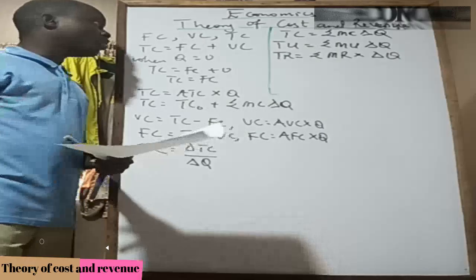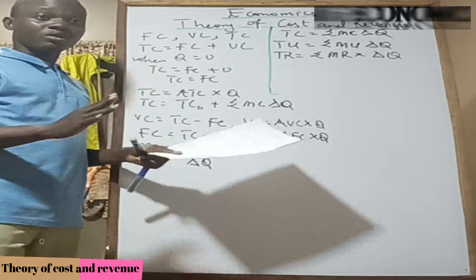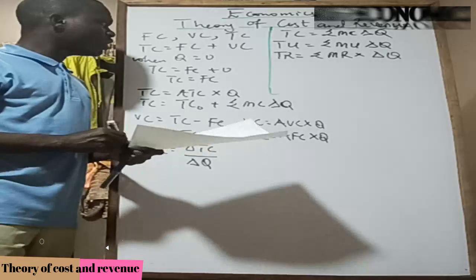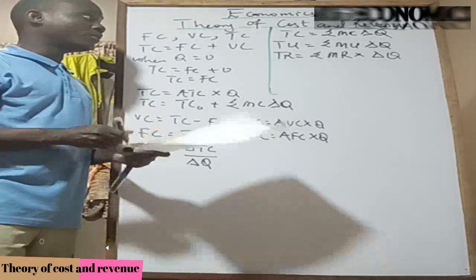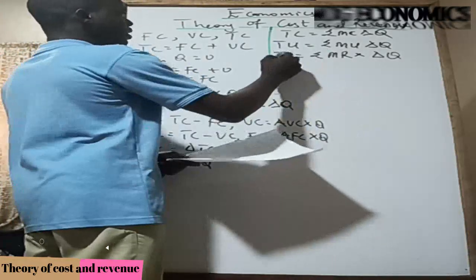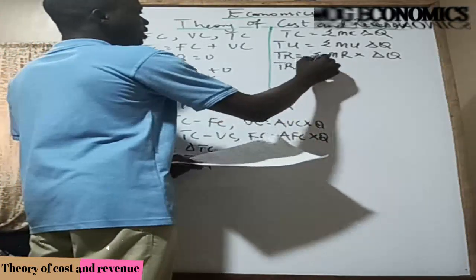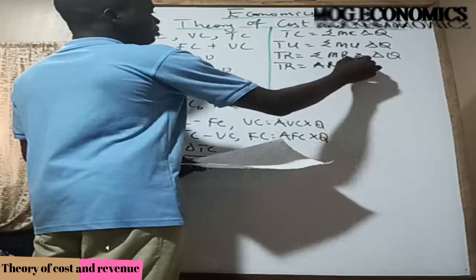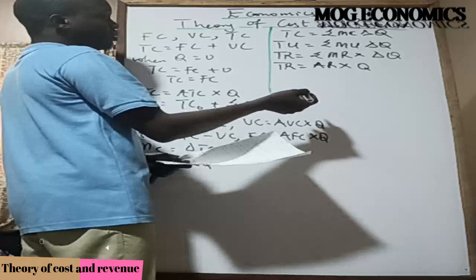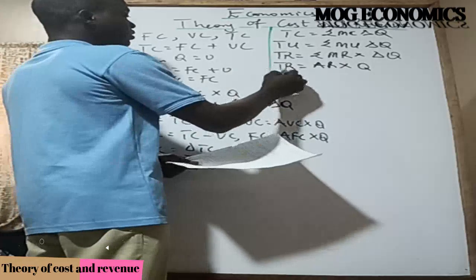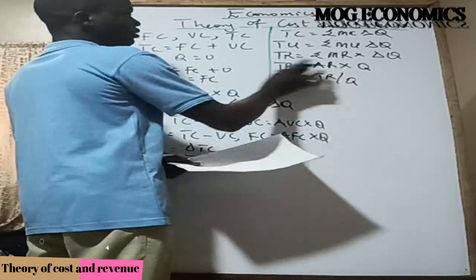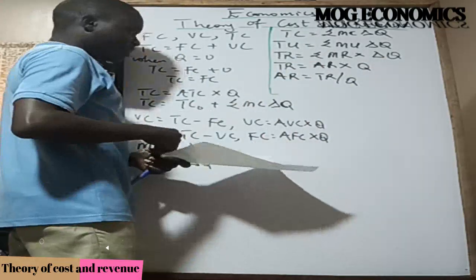Now, because this video is about cost and revenue, we are still going to solve a calculation question, a fantastic calculation question. So we want to introduce other revenue concepts. This is a way to find your total revenue, and this is another way to find your total revenue: TR equals AR multiplied by Q, right? Then average revenue is equal to total revenue divided by quantity.